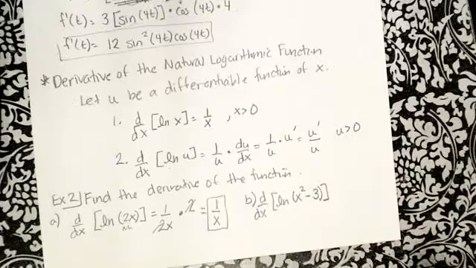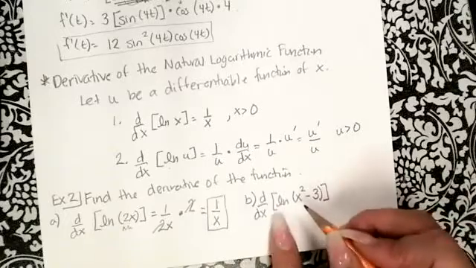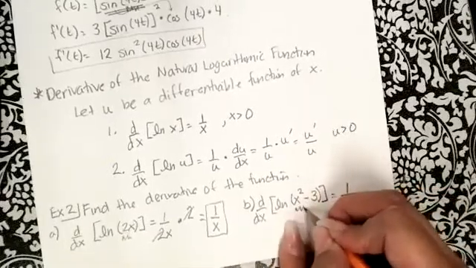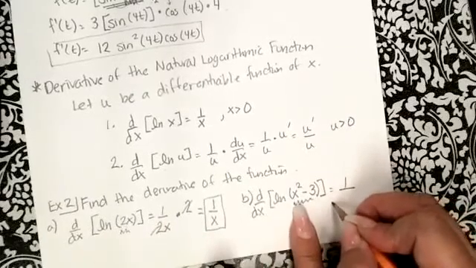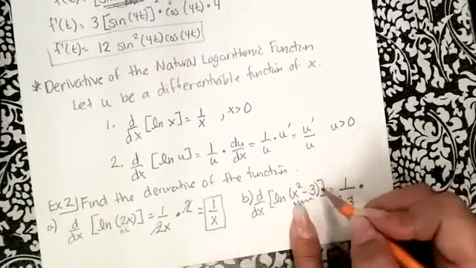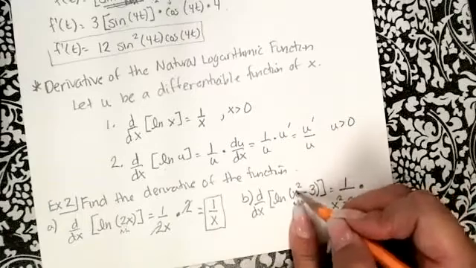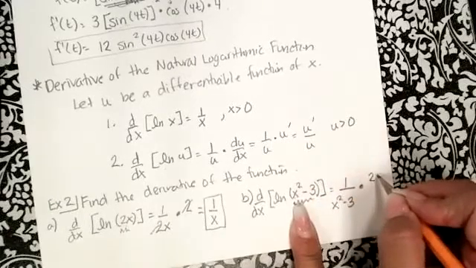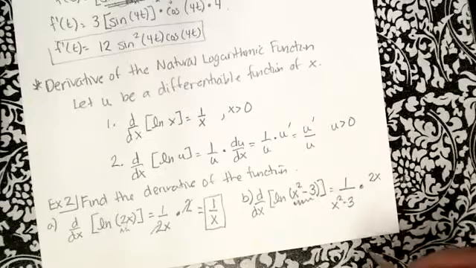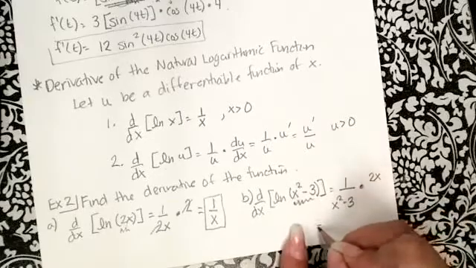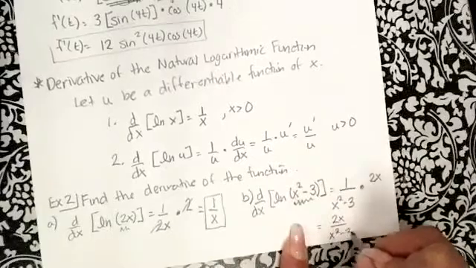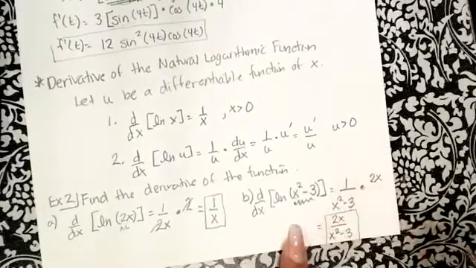On example B, the derivative of natural log is going to be 1 over the argument. So the argument is the x squared minus 3, times, now I'm going to take the derivative of the argument. The derivative of x squared is going to be a 2x, and then the derivative of a constant is 0. So to simplify this one, the 2x is the numerator, and the x squared minus 3 is the denominator.